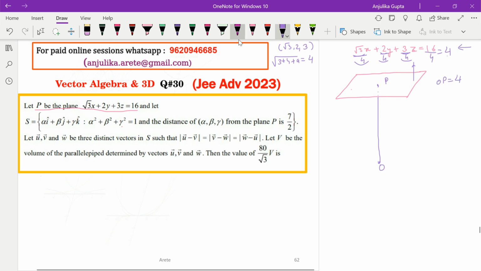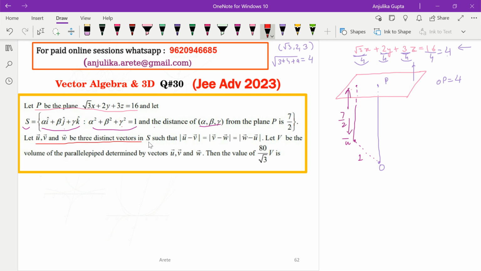Let's read more. S is a set which is a collection of all such vectors such that this happens. What does it mean? It means it's a unit vector. And what else? The distance of the same vector from the plane is 7 by 2. That means if I consider some vector u which lies in that set, the distance of that from the origin is 1, and the distance of the same vector from the given plane is how much? 7 by 2.